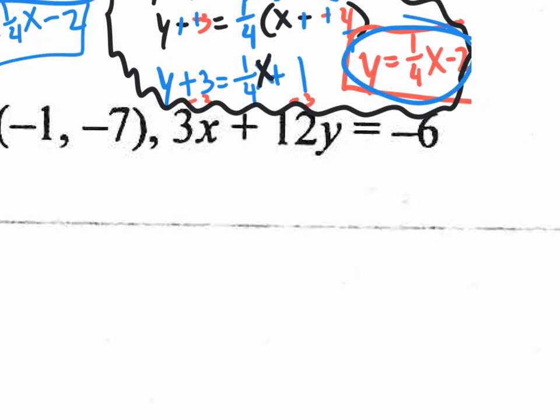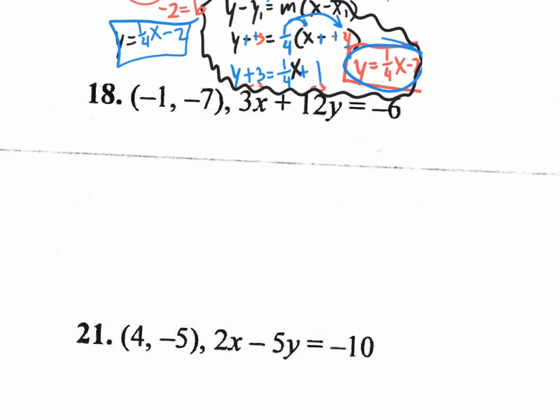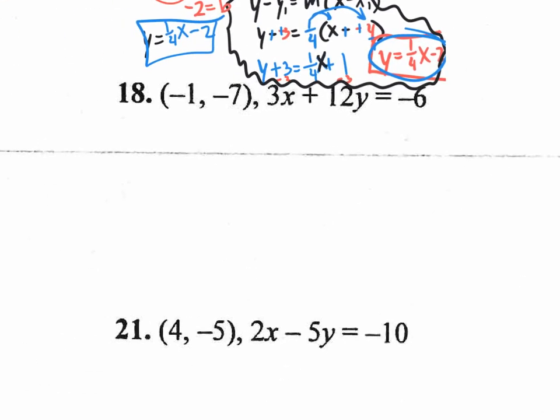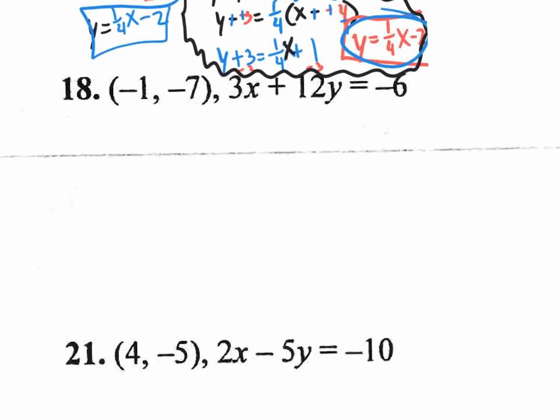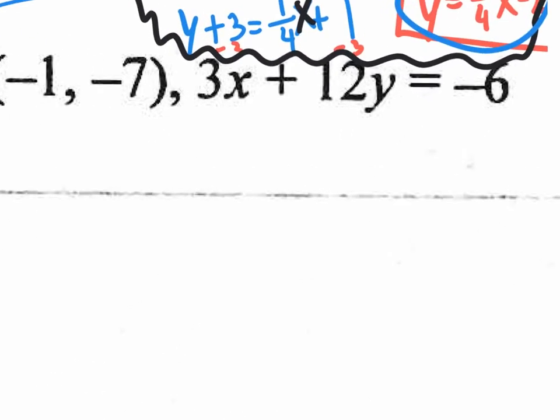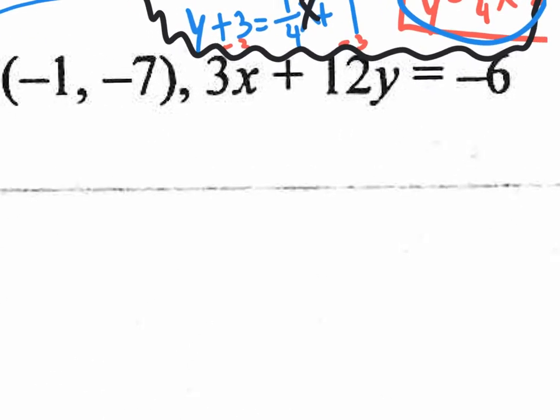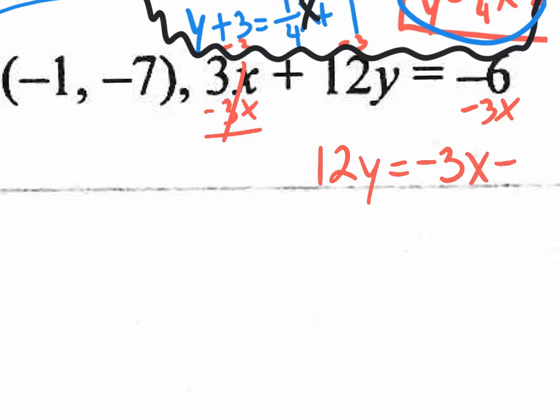Let's go to number 17. 18. Why not? 18. Okay. So your line has to be perpendicular to this line that they give you. So let's first change it. This is standard form. Let's change it to slope-intercept. So let's switch the 3x to the other side by subtracting 3x. Let's rewrite it. 12y equals negative 3x minus 6.